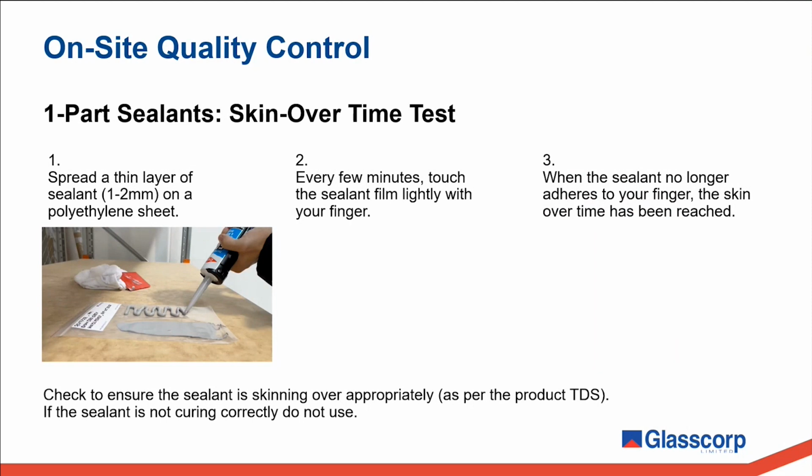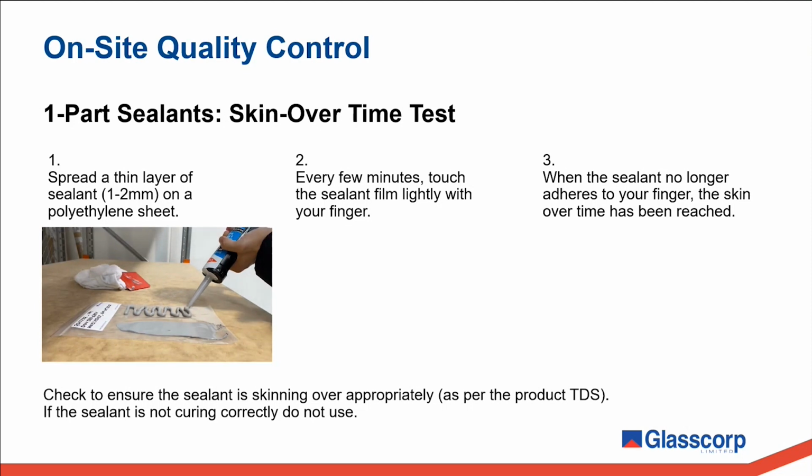Some very simple QA tests for one-part sealants that should be done regularly. So the first is the skin over time test. The purpose of this test is to check the sealant working time and to ensure the sealant cures fully. I'll run through the steps.